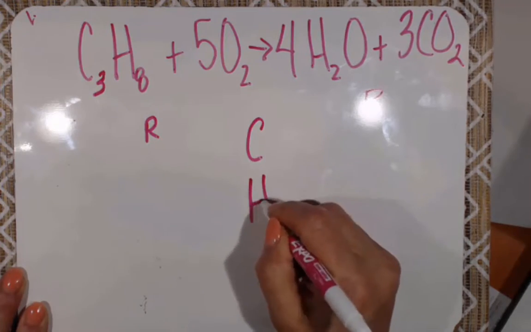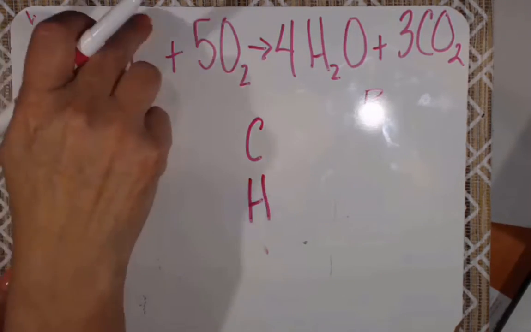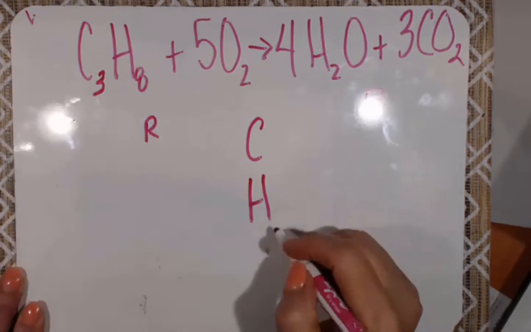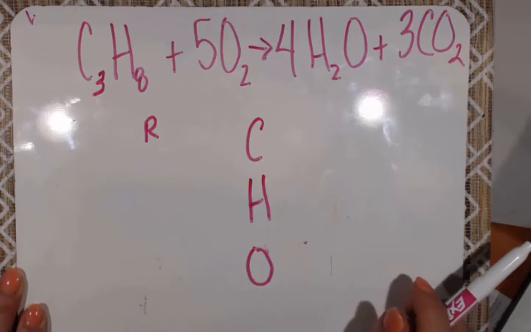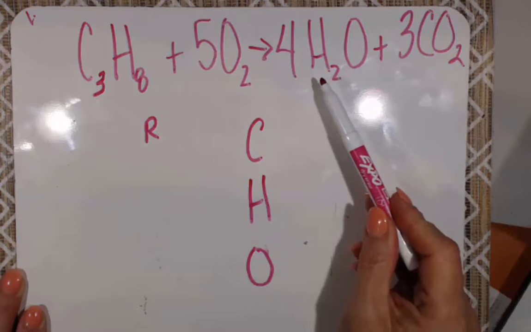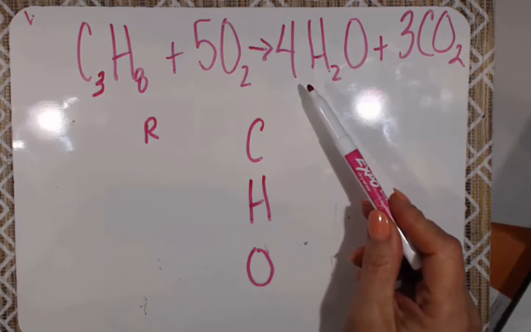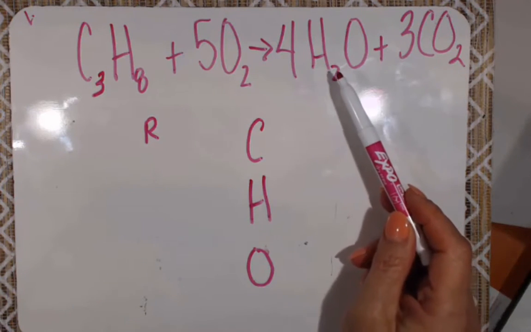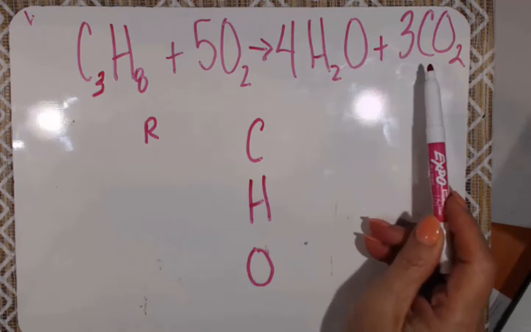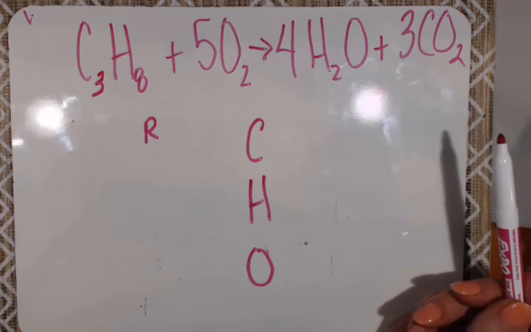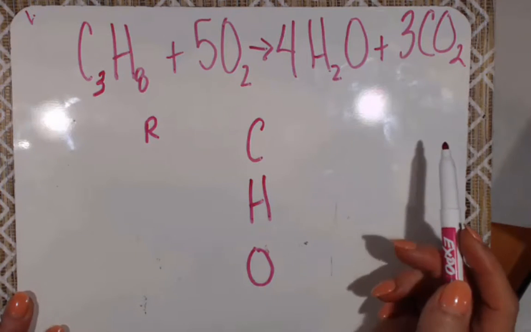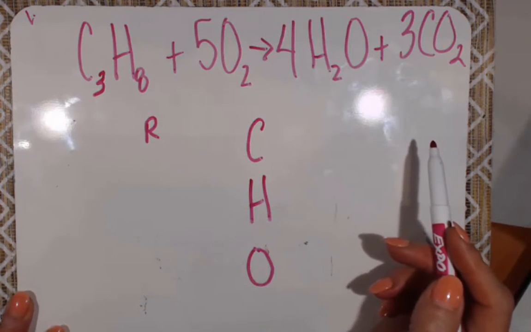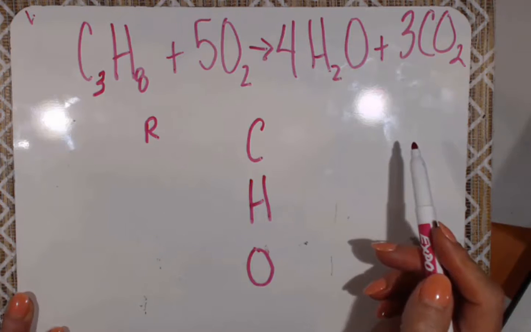C and H. So that means this one right here is an organic compound because it has carbon and hydrogen. And then we've got our oxygen right here. Now notice we can't make new elements in a chemical change. So we got the H, the O, and the C. That means we did not make any new elements. We did make some new compounds. That's allowed, but we're not allowed to make new elements in a chemical reaction.